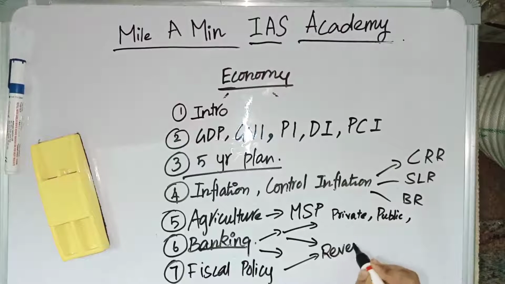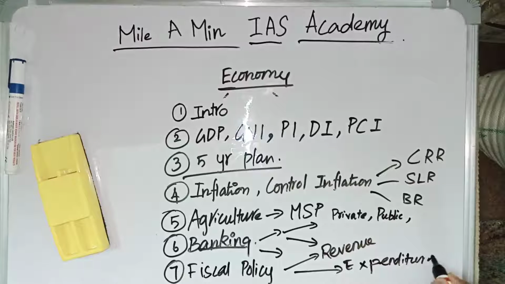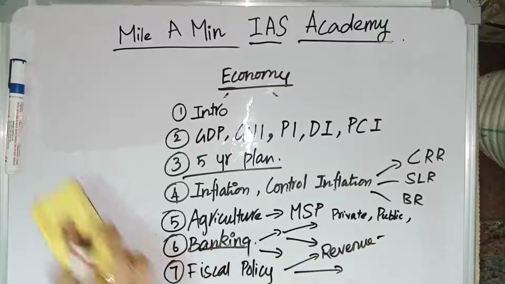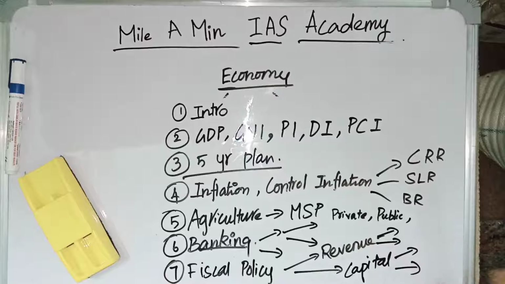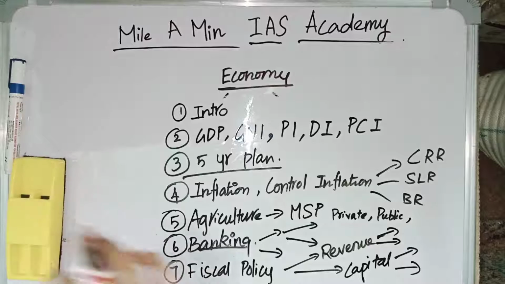We have revenue, then we have expenditure. In revenue, we have revenue receipt as well as revenue expenditure. The first one is revenue, the second one is capital. In revenue, you have revenue receipt as well as revenue expenditure, and in capital, you have capital receipt as well as capital expenditure. We will be seeing what those are: fiscal deficit, fiscal surplus. We will be seeing primary deficit. All those things we will be seeing in the seventh topic.